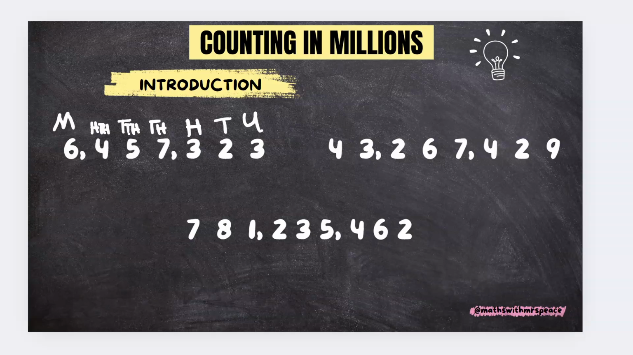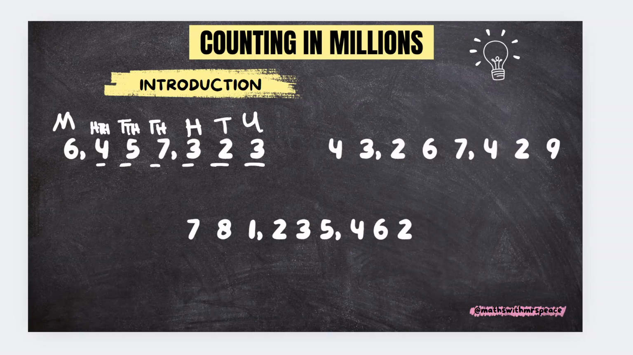So to identify a number in the place value million, it must have 6 digits after it. We have 1, 2, 3, 4, 5, 6. So we know that this number, 6,457,323, is a number in millions. Now let's look at the next number here.